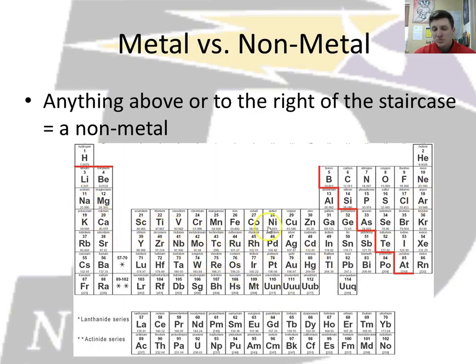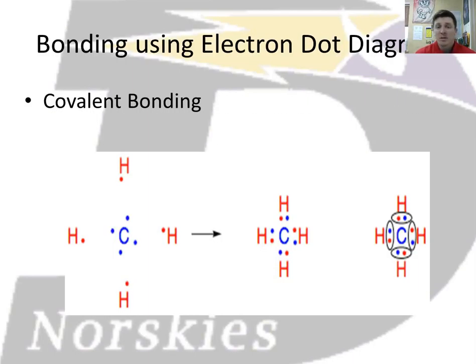This part in the middle, we have a special name for that. Those are called the transition metals. And we'll talk about the family metals over here and the family nonmetals over here. We'll talk more about those in class, but for our purposes for bonding, just know how to distinguish between a nonmetal and a metal on the periodic table.